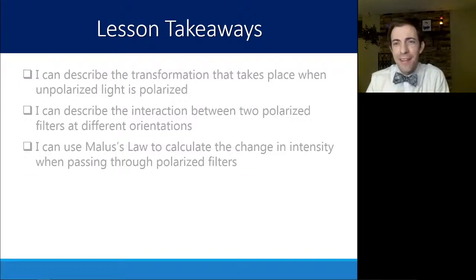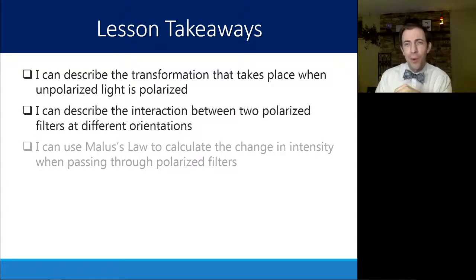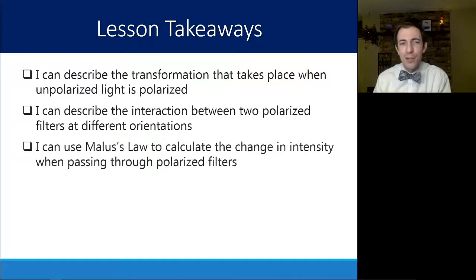All right, so our final takeaways for this lesson are: you should be able to describe the transformation that takes place when unpolarized light becomes polarized. You should also be able to describe the interaction between two polarized filters and what the angle in between them is going to do to the overall light intensity. And you should be able to use Malus's Law to calculate the change in intensity when passing through two polarized filters at some angle difference, using I = I₀ cos²θ.